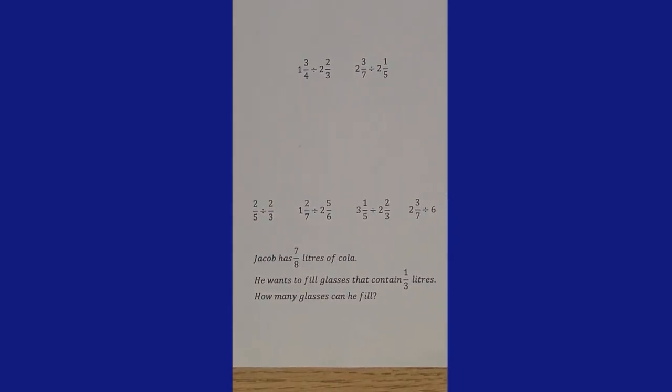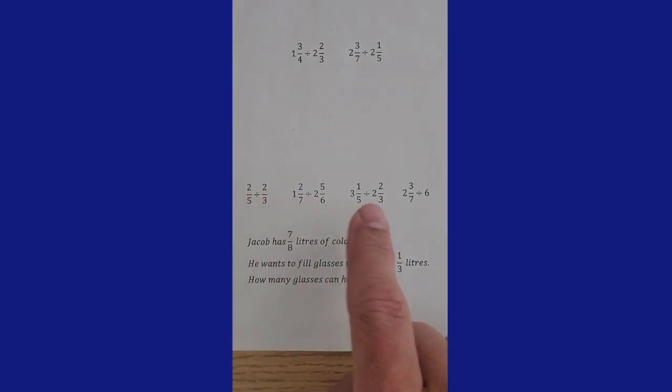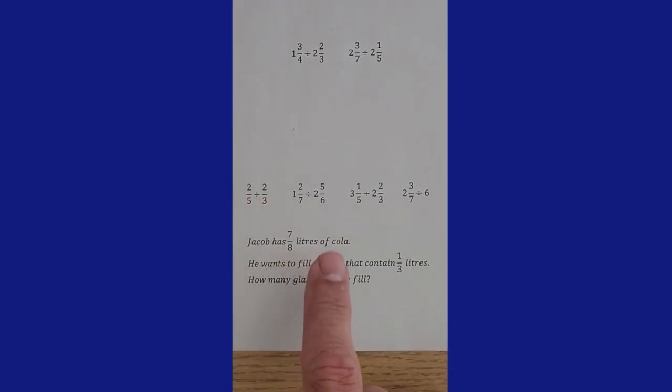So what I'm going to do, these are your questions here. I've got 4 across the top. Ignore the one on the top. It's these ones just here. 1, 2, 3, 4. And then I've got a worded question. So Jacob has 7/8 litres of cola. He wants to fill glasses that contain 1/3 litres. How many glasses can he fill? So just as a clue to help you with that one, how many thirds can I fit into 7/8? So take this away, have a try, and then hopefully, you feel a bit of success at dividing fractions.